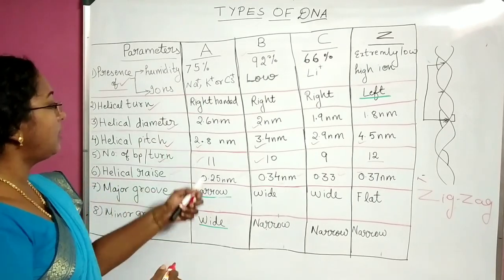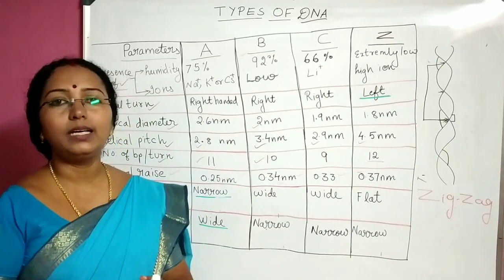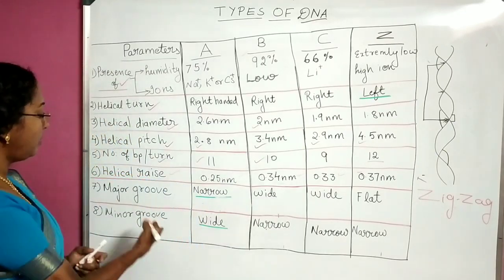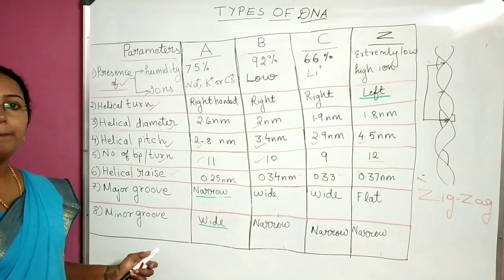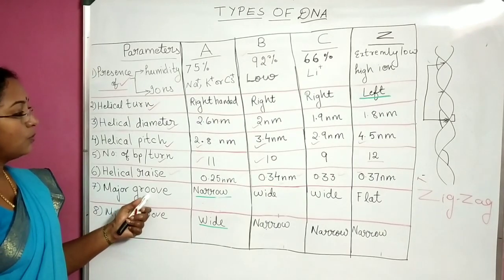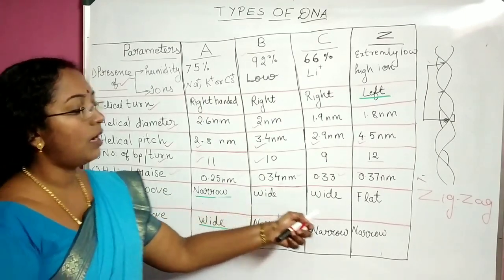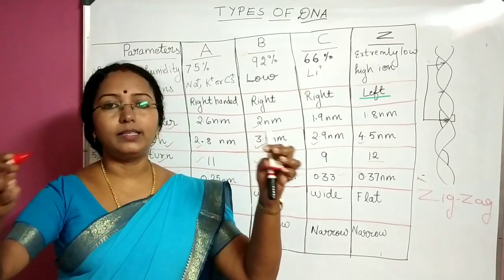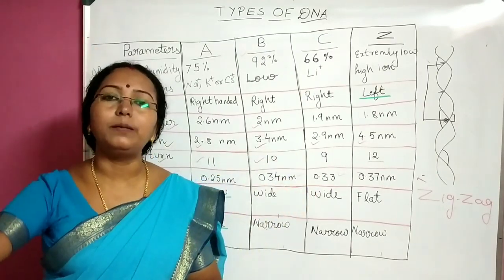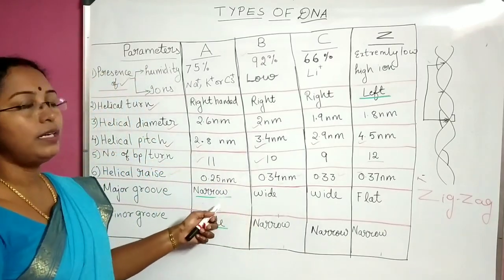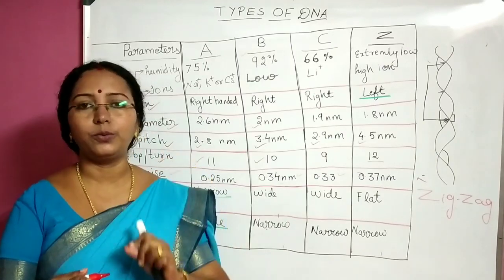If you just divide the pitch by the number of bases present, you will get the helical rise. Then we have to learn about the nature of the major groove and the minor groove. The major groove, except in the case of A DNA, is wide. The major grooves are very wide and very deep, except for A DNA. In the case of A DNA, the major groove is narrow.